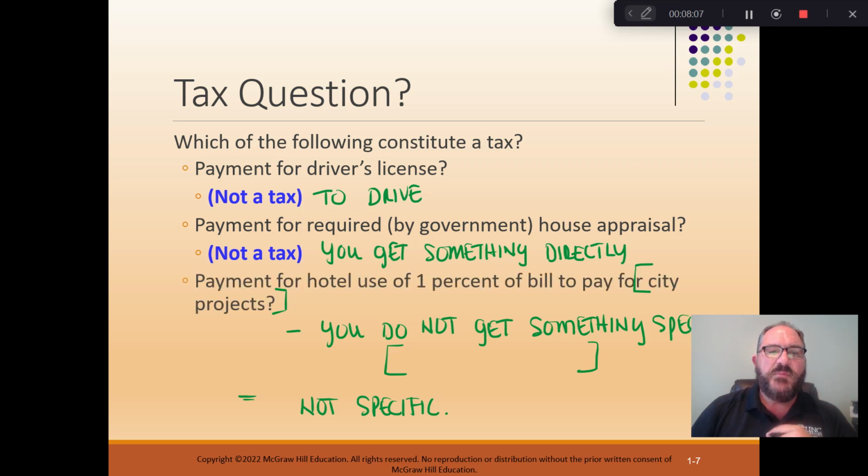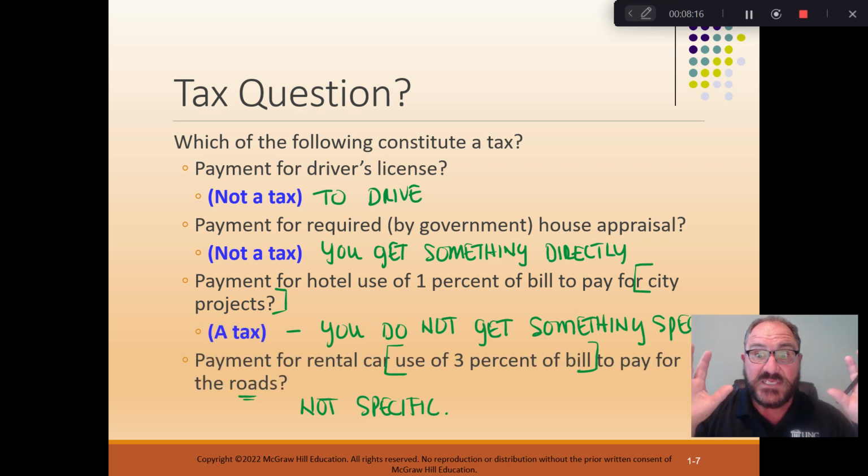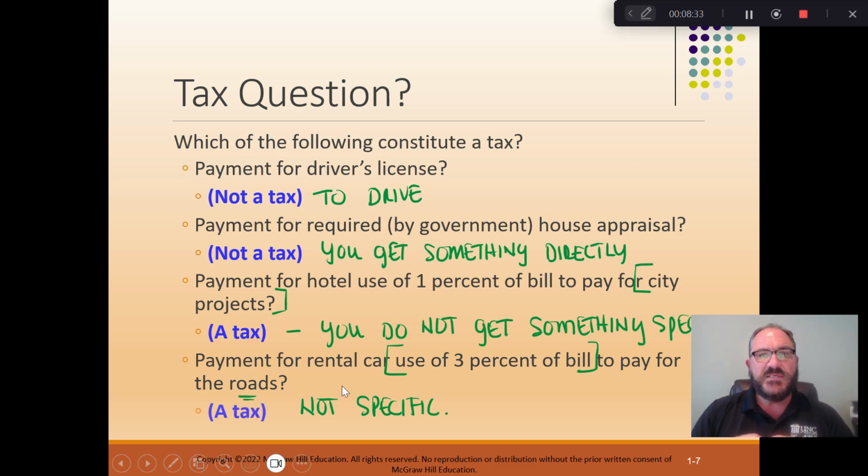How about this one? Payment for hotel use of 1% of the bill to stay in city projects. Okay. That's a tax. Why? You don't get anything special. The city gets something special, but you ain't getting nothing special out of it. So when they have that hotel tax, that is a tax. You know, it's not a fee, it's tax. Okay. And then payment for rental car use of 3% of the bill to pay for roads, not specific, so it's a tax. So the bottom line is if you personally receive something for yourself, it's not a tax. If you receive something that helps the general population, the area, whatever, right, then it's a tax.